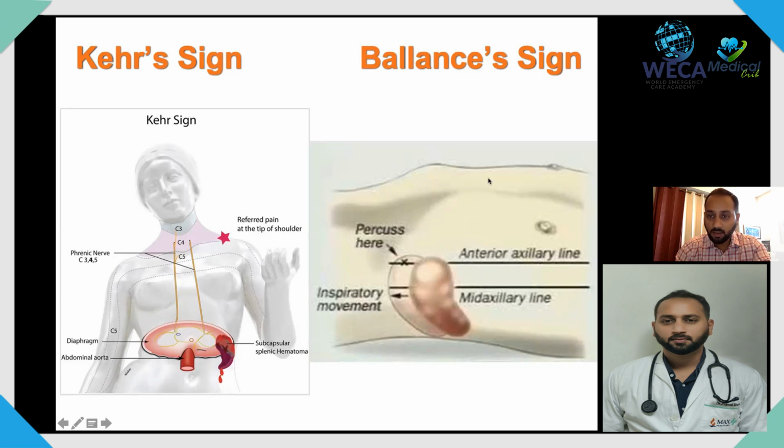And another important sign is Balance sign, which is dull percussion in both the flanks. This Balance sign can usually be seen in, again, splenic rupture. On the left-hand side, at the location of the spleen, there will be a constant dullness, whereas on the right-hand side, there will be a shifting dullness. That is, with the change of position, we have a dull percussion.